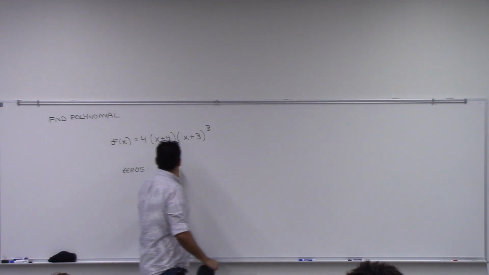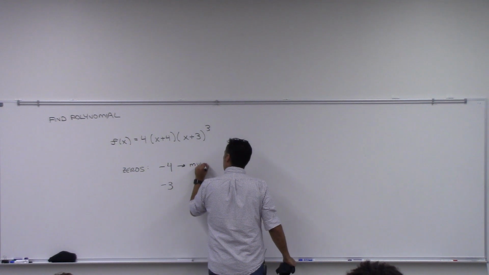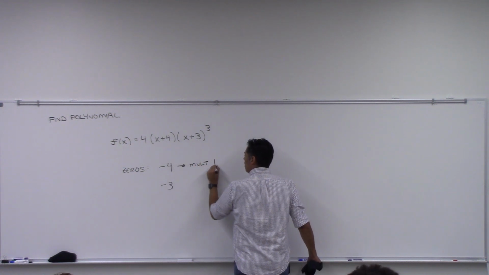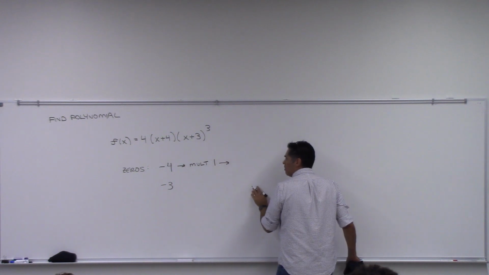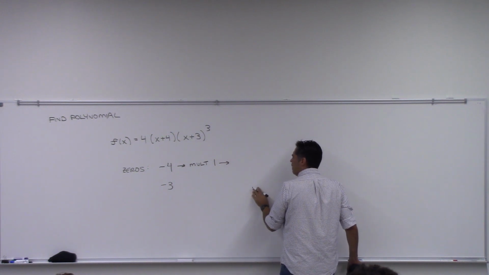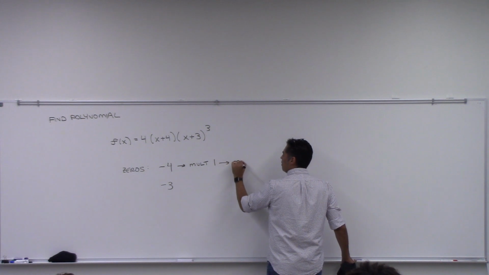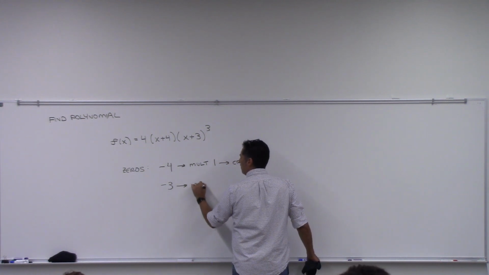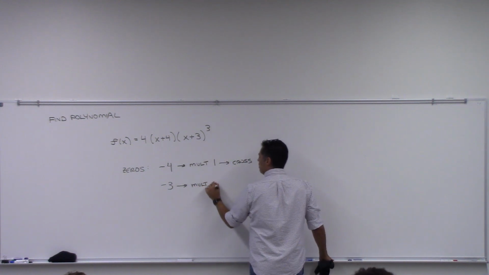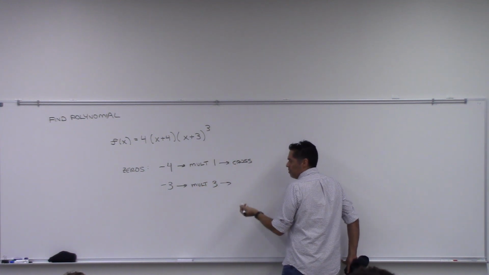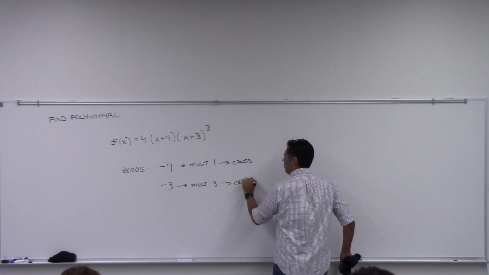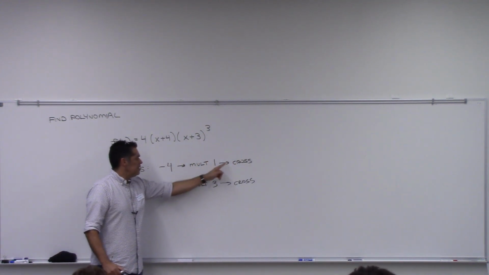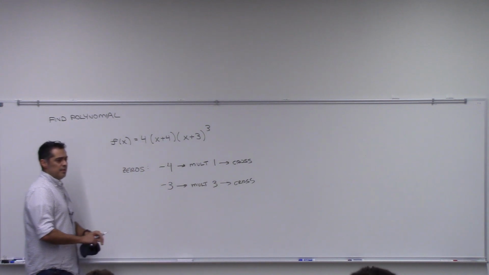Now let's talk about multiplicity. What's the multiplicity of this 0? 1. Okay, that means we cross or touch there. I'm sorry, cross or bounce. We cross. Okay, we're going to cross there. All right, this has a multiplicity of 3, right? That's odd, and so we cross there as well, right? We're going to cross and cross at these two x-intercepts, or these two zeros.